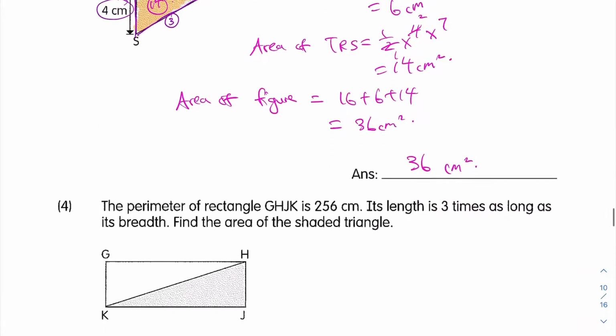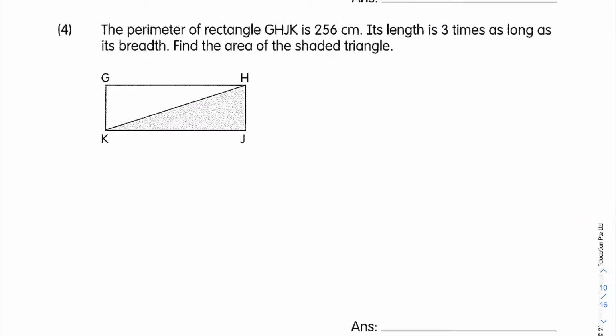Moving on to question 4. Area of rectangle GHJK, and up here is 256 cm. Sorry, the perimeter. So when I say perimeter, it's a distance all around. The length is 3 times as long as the breadth. So what this means is that the length is 3 times as long as the breadth. Let me show this clearer here. So we need to find the area.